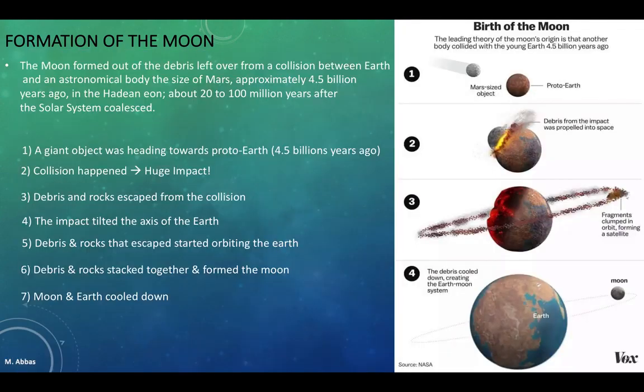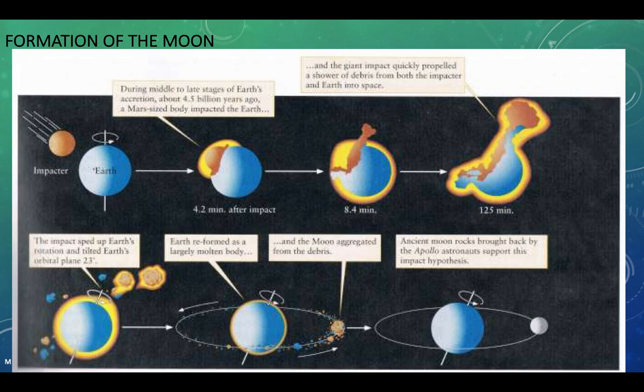This is exactly similar to this one. Earth, straight Earth. You have this asteroid, it hit the Earth, collision happened, high impact, debris and rocks escaping from the Earth atmosphere. Many rocks started to orbit around the Earth. You see, many rocks here, many debris. They stacked over each other to eventually form one body, which we call today the moon.